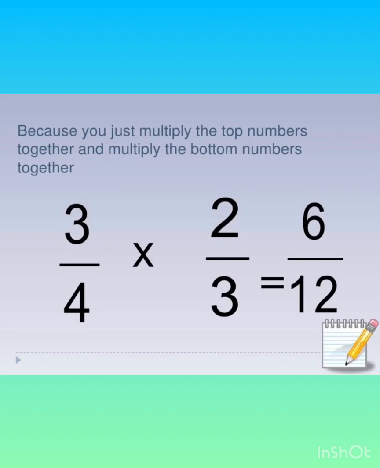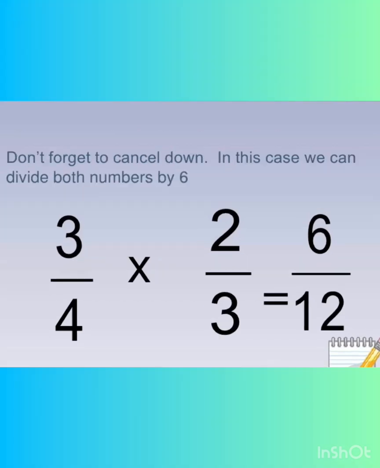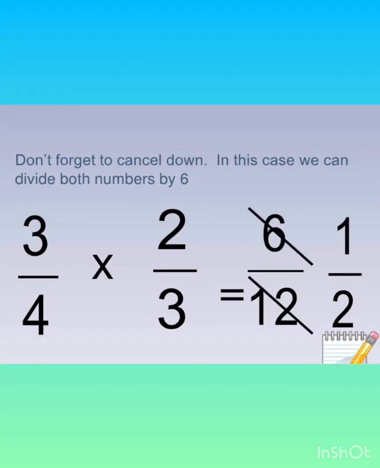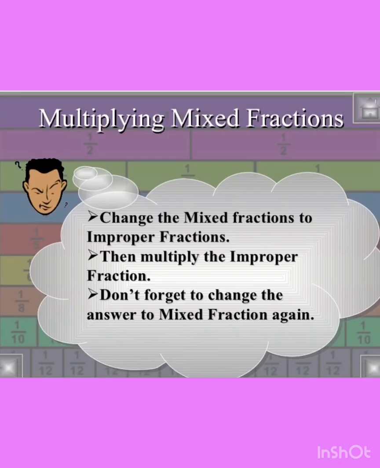But don't forget to cancel down. In this case, we can divide both numbers by 6 and we will get the answer 1 by 2. And if you want to multiply mixed fractions, first of all, you change the mixed fractions into improper fractions. Then multiply, and then don't forget to change the answer into a mixed fraction again.